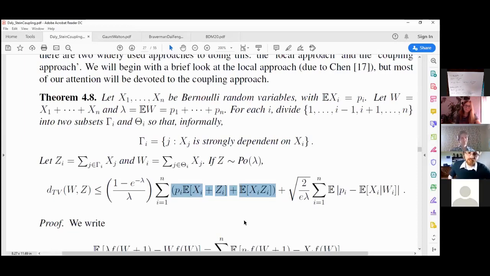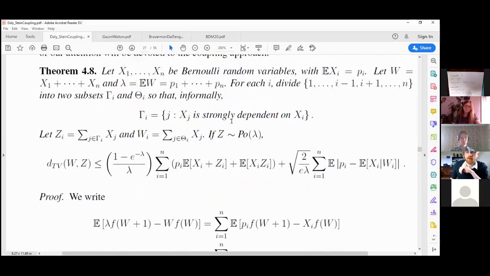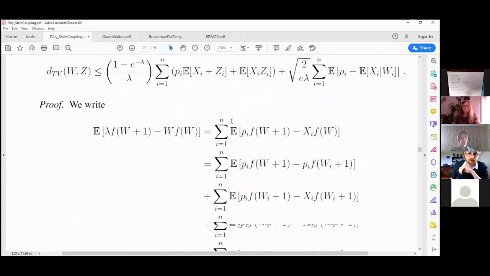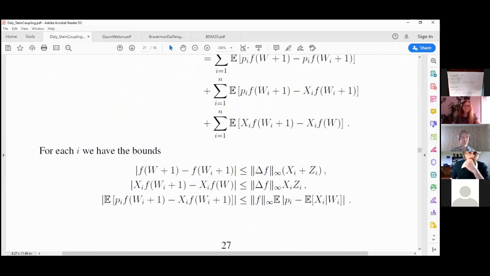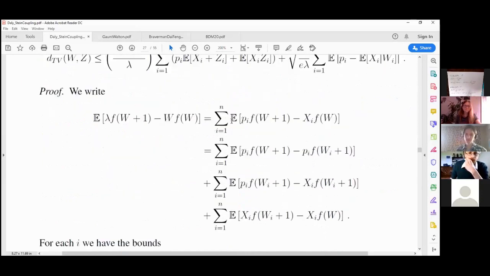Lots of expectation of xi, xj type terms. Okay, so how do we prove this? We've got 5 minutes to do this, I think. That's fine. So start the same way that we did before. Okay, so that's the same representation that we started with in the independent case.